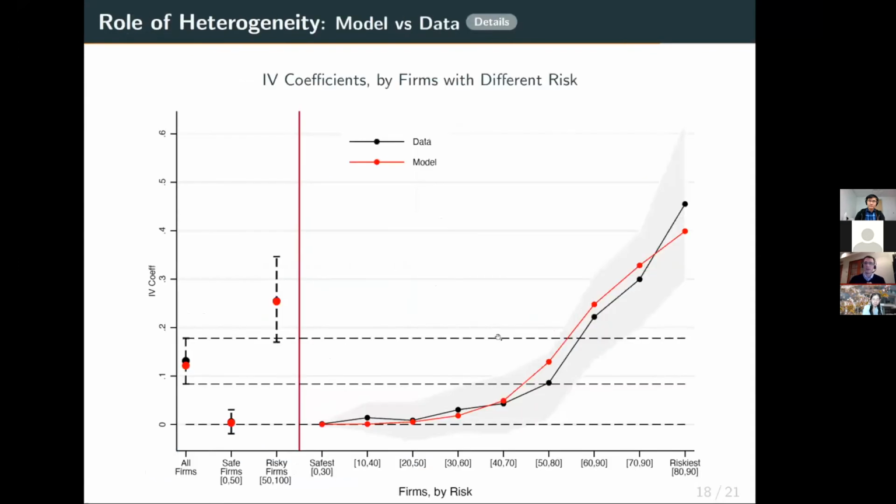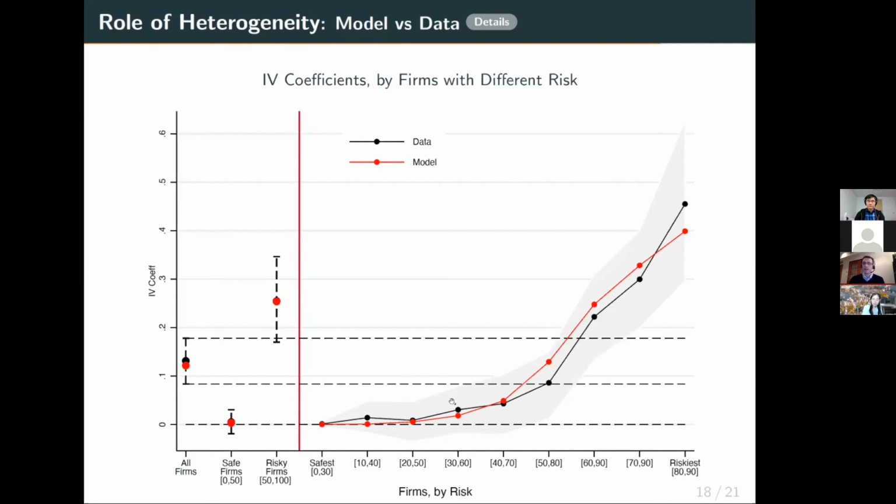Now, if you have to remember something from today's presentation, it is this graph. What you have here are the same IV estimates that I showed you before in the data. Those are in black. And you have the model-implied estimates. Those are in red. So when I include all the firms, this is the point estimate that you have here. That is a targeted moment in my calibration. But the model is also able to match this asymmetric transmission of sovereign risk. And this is completely untargeted in my calibration.